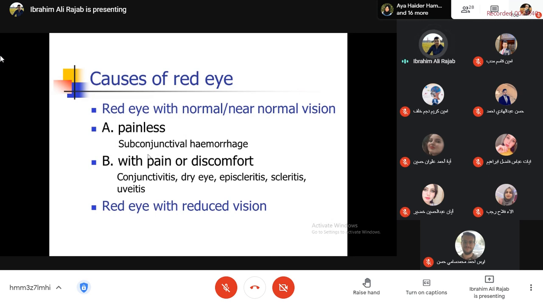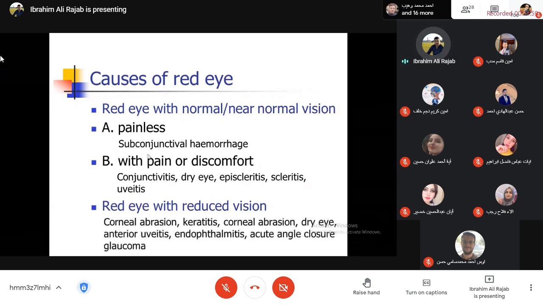So uveitis may present with red eye with normal vision and slight ocular discomfort, as I told you. According to the severity of inflammation, the vision will be affected or not. If the patient presents with red eye and blurred vision, the patient may have corneal problems such as corneal abrasion, ulcer, keratitis, dry eye, and uveitis, endophthalmitis, or acute angle closure glaucoma.